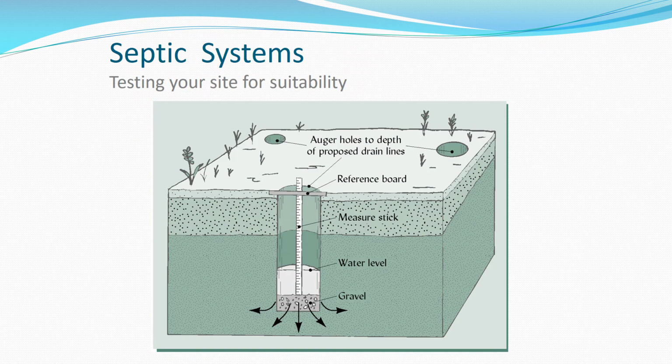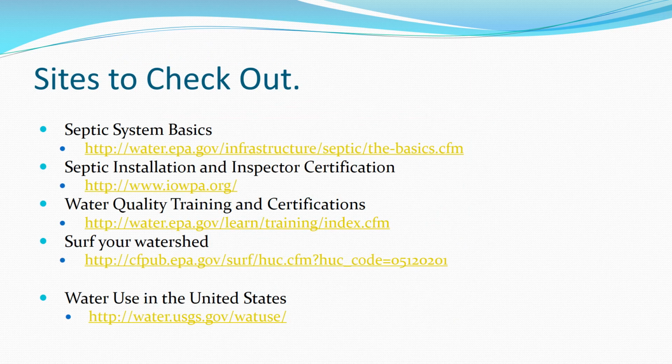So when we test a site for septic system suitability, we auger holes to about 6 feet depth in the area where we have proposed drain lines. And we test the soil's permeability to make sure that it's not going to bring the septic fluids back to the surface. Some more sites for you to check out if this perked your interest.